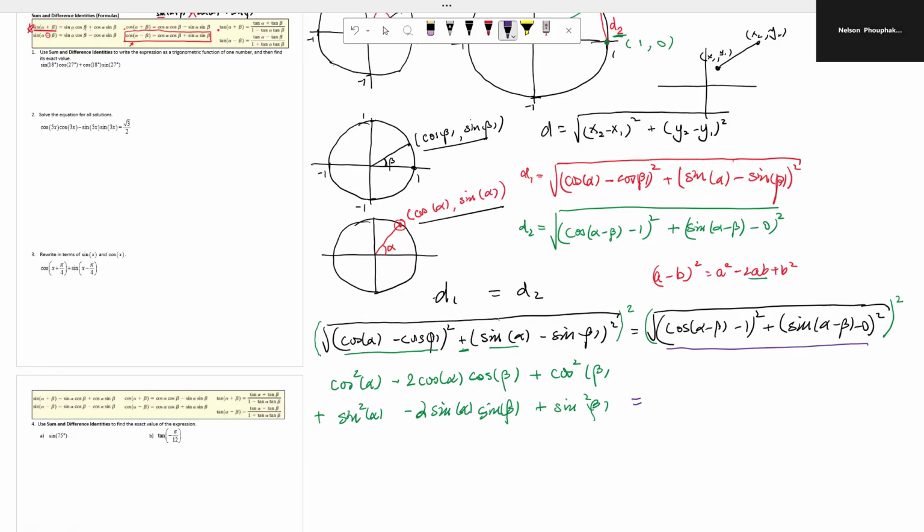So for this one, I will have cosine squared of alpha minus beta, minus 2 times cosine of alpha minus beta times 1, right? And then plus 1. And we are going to add sine squared of alpha minus beta.